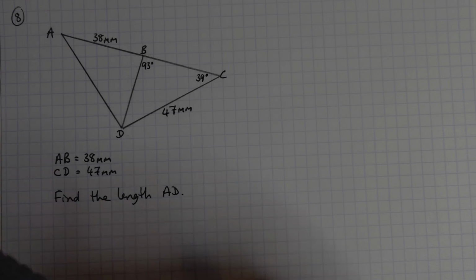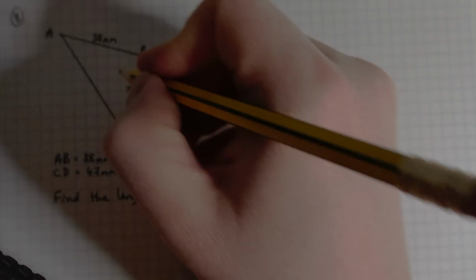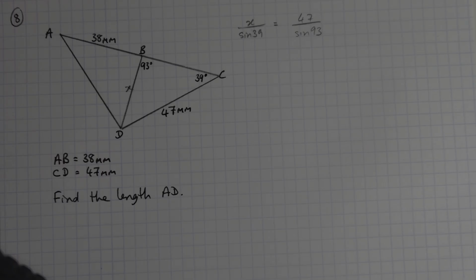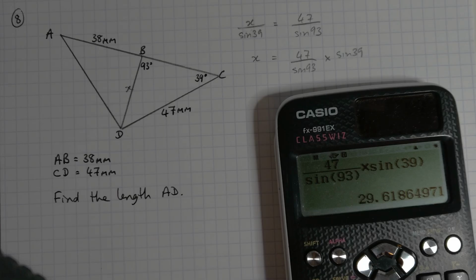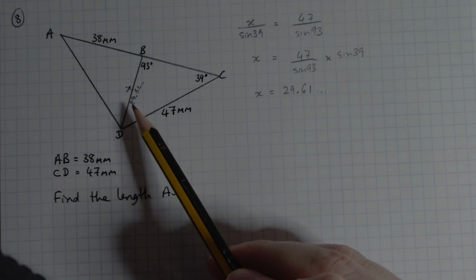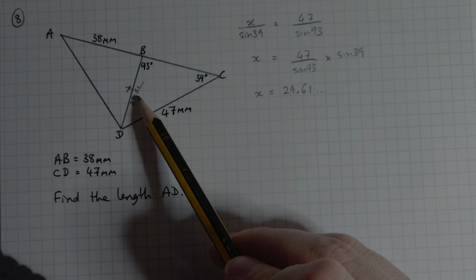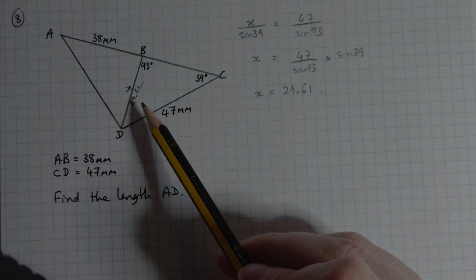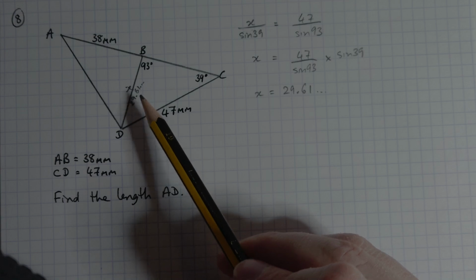So I'm going to start by working out this length here, I'll call it X, on the little triangle BCD. Okay, then multiply both sides by sin 39 to get X on its own, and type it in the calculator. And apparently that gives me that X is 29.61, and so on. So I've just written that over here. Don't round it yet, because if I rounded it now, I'd get a slightly incorrect answer. I'm going to square it and do stuff with it in a minute. And when you multiply it or square it, you're going to make that error bigger and bigger. So don't round it yet.